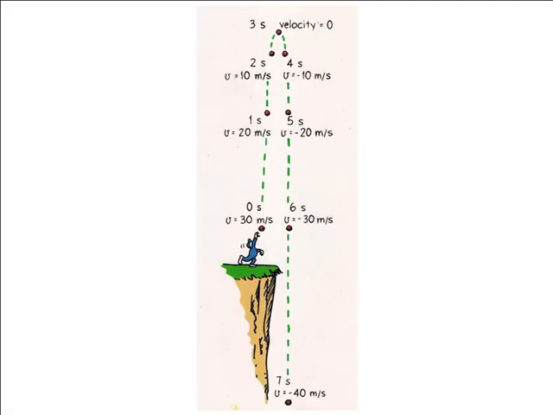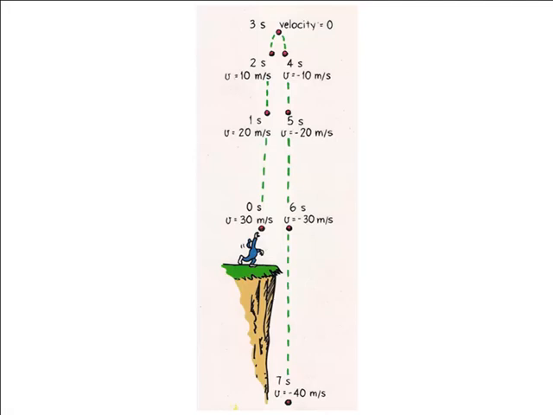Notice that it takes the same amount of time to go all the way to the top that it does to come back to its original height. It takes 3 seconds to go up, and it takes 3 seconds to come back down to where it started. In free fall, objects always take the same amount of time to go up as they do to return to their original height. Also notice that at any given altitude, it's going the same speed in either direction.